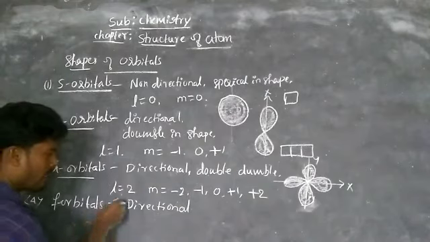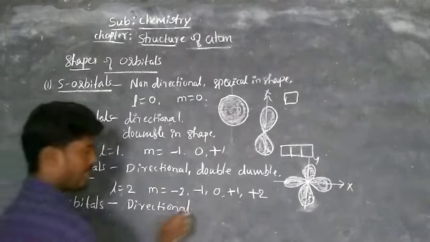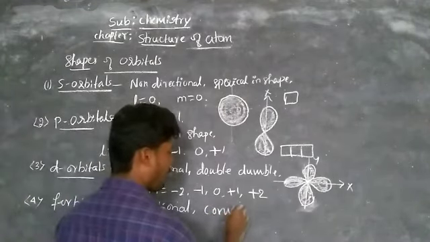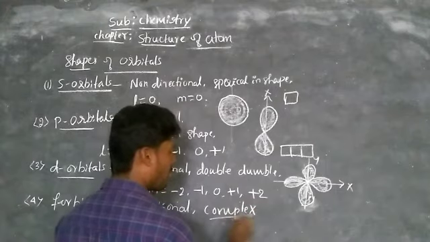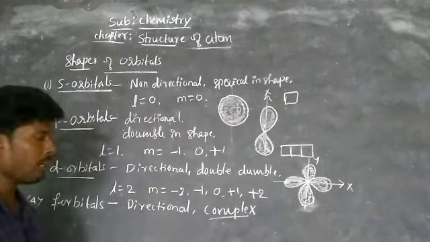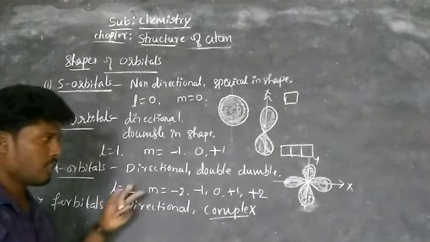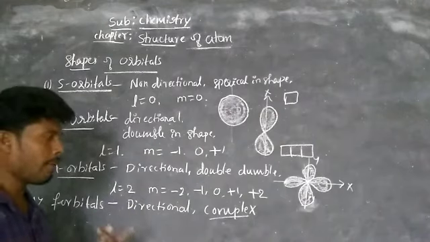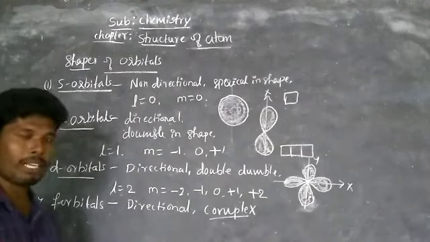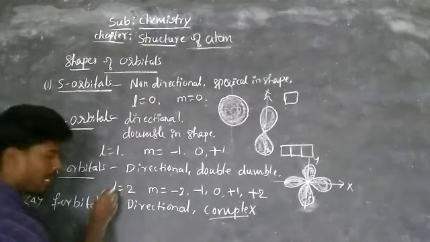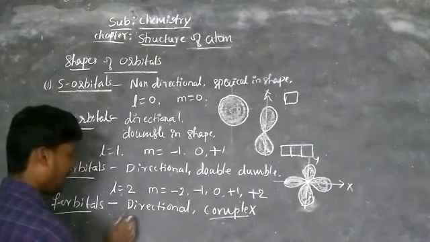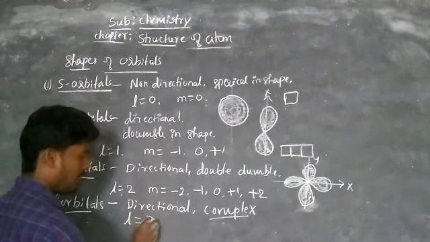Similarly, the f orbital is also directional and its shape is complex. Complex means difficult. We are unable to write the shape of the f orbitals, hence it is called complex in shape, and the value of L for the f orbital is L equal to 3.